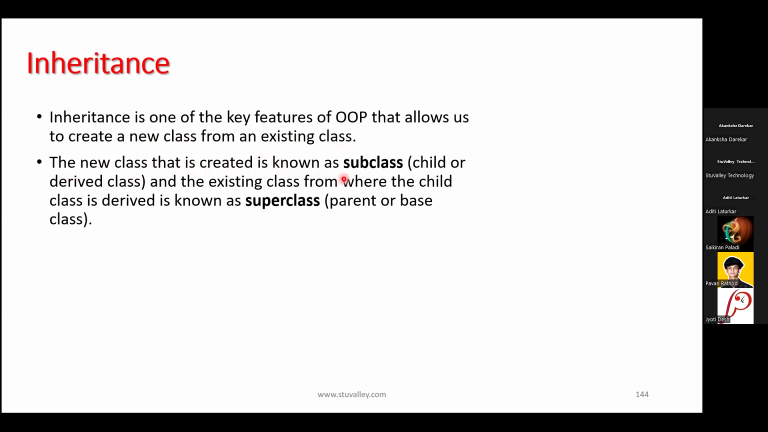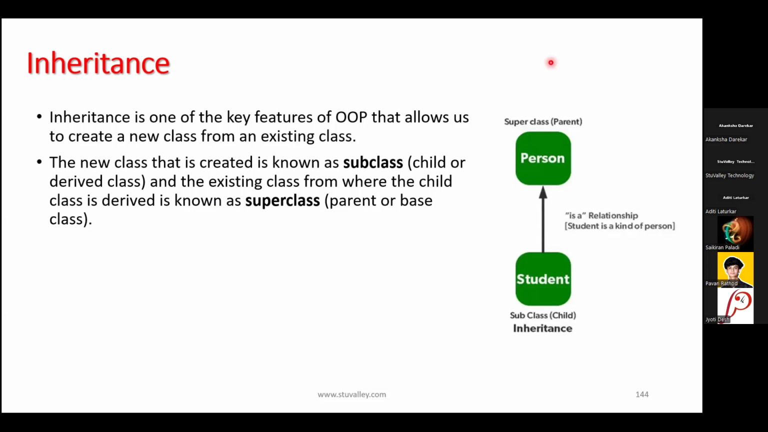The new class that is created is known as subclass, child class, or derived class. The terms are different, but everything is the same. Subclass is the same as child class or derived class. And the existing class from where the child class is derived is known as superclass, parent class, or base class. Parent-child relationship, subclass-superclass relationship, base class-derived class relationship. We always use the terminologies in this manner. ठीक है? Parent के साथ हमेशा child आता है, सुपर क्लास के साथ हमेशा सब क्लास आता है, बेस क्लास के साथ हमेशा डिराइव्ड क्लास आता है.